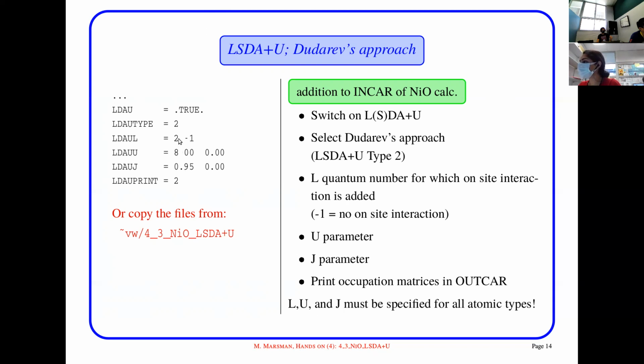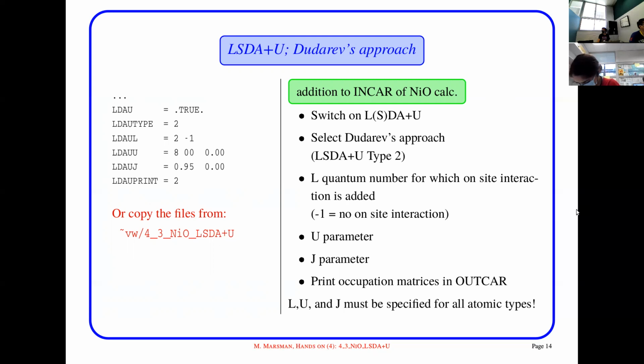And you see that you have 8 and 0.95. So that means that for the nickel, you have a U correction of U equal to 8 and J equal to 0.95. And for the oxygen, you have a U correction of 0 and a J correction of 0, because for the oxygen, you are not applying any U correction.